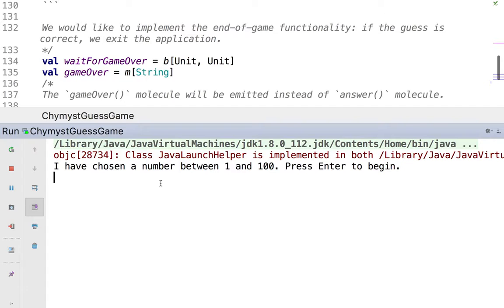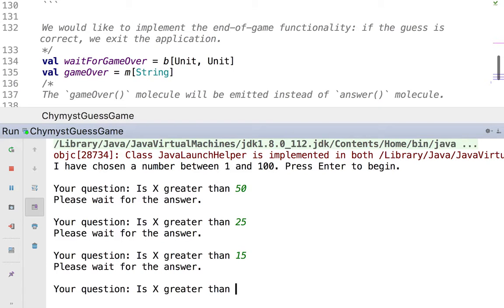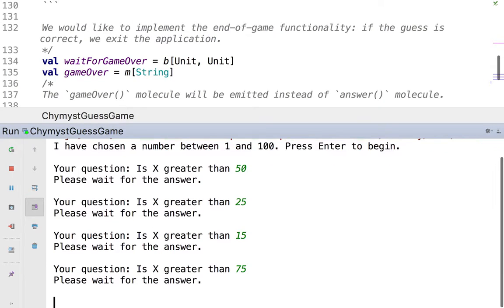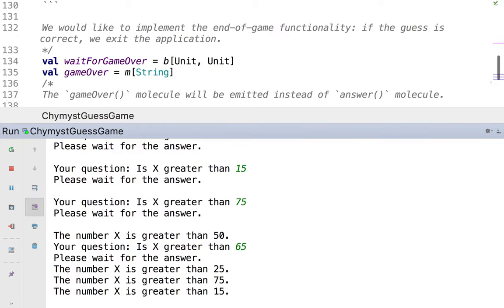So let me play the game. I'm pressing enter. I'm pressing enter. I'm pressing enter. I'm pressing enter. I'm pressing enter, and nothing. There is no prompt. My prompt came late. And the reason it came late, I'm going to stop the game now.